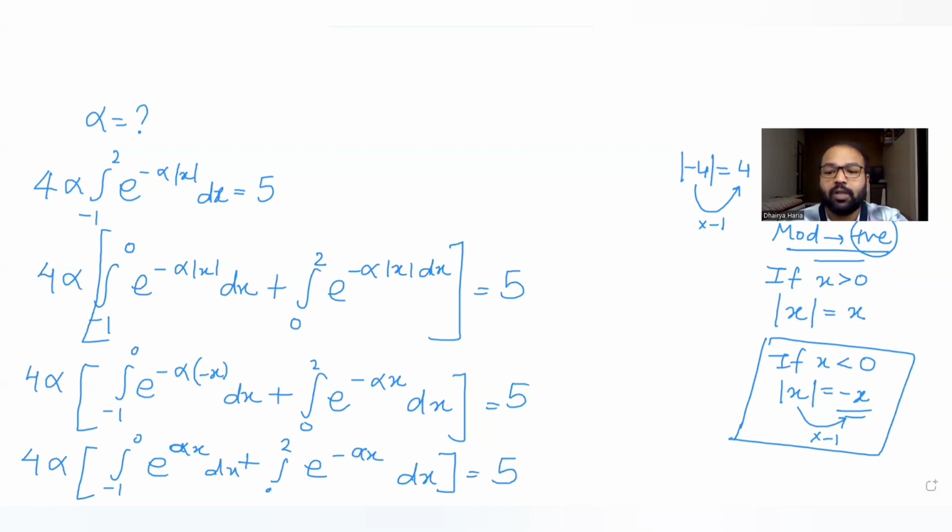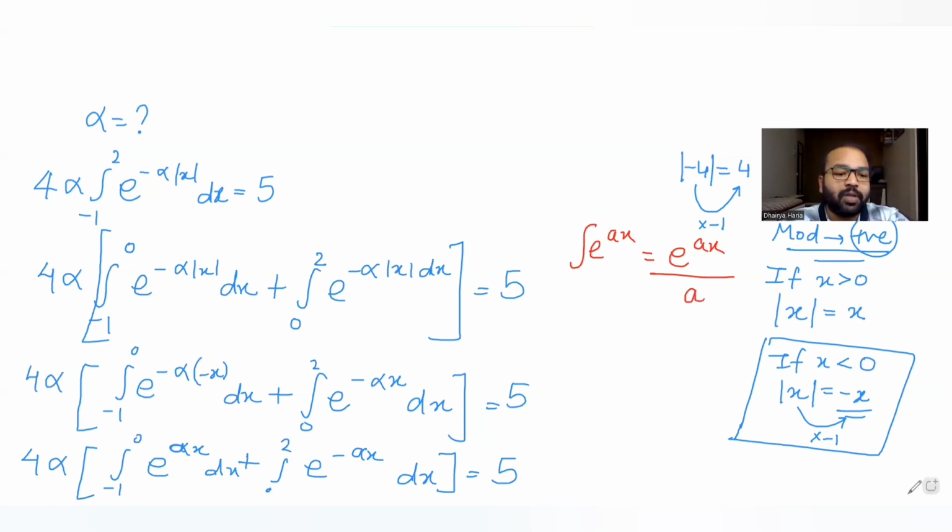Now let's solve these integrals. We already know e raised to ax. The integral of an exponential function is always the same exponential function, so e raised to ax. Now we have to divide it by the coefficient of x. So it becomes e raised to ax by a, right?